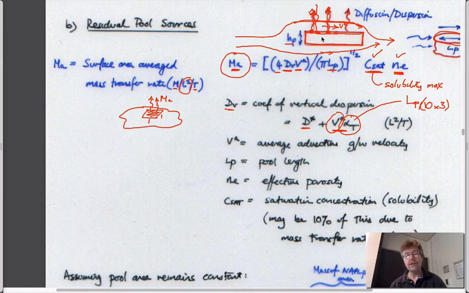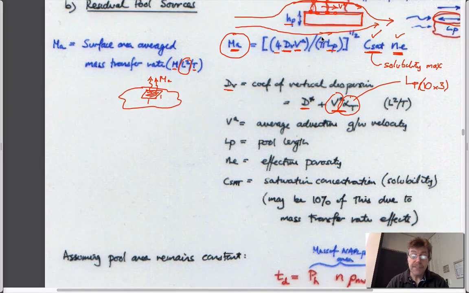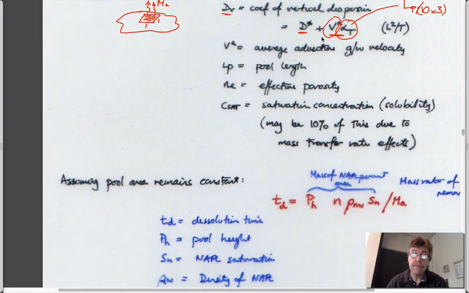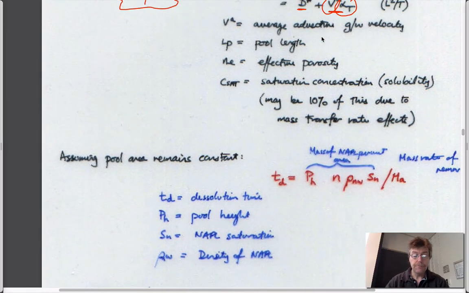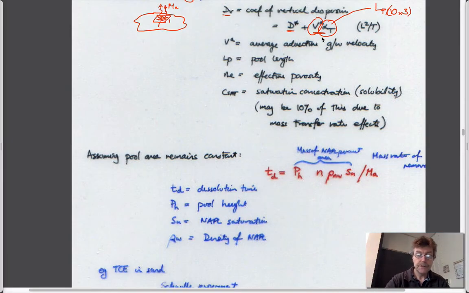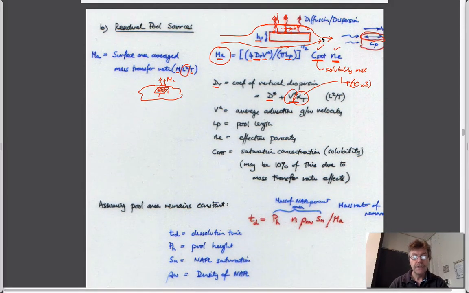So if the pool is 10 meters long and 10 meters wide, then you multiply this number by 100 to get the total mass rate of removal. The other thing we can do, just as we did before, maybe I'll try getting both on the same screen at the same time, is that if we want to know the time taken to remove it, it's going to be equal to the mass divided by the mass rate of removal, which in this case we've called m sub a.